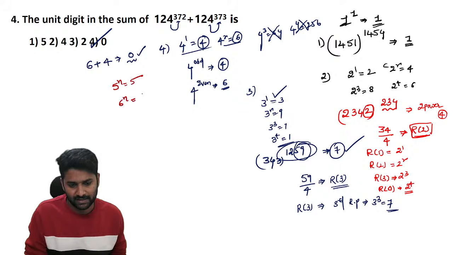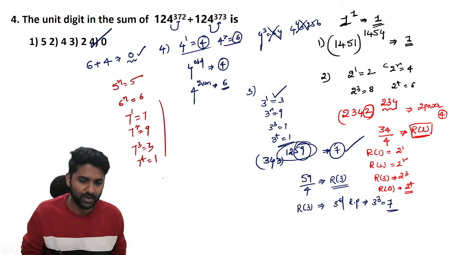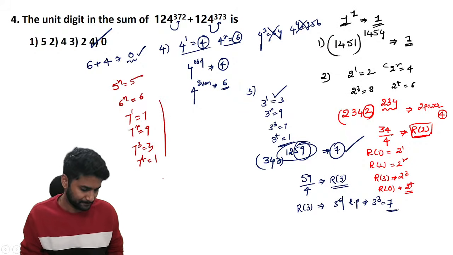6 power anything, units place is 6. Again 7 cycles. 7 power 1 is equal to 7. 7 square is equal to 49. 7 cube is equal to 343. 7 power 4 is equal to 2401. So again 4 values are repeated.